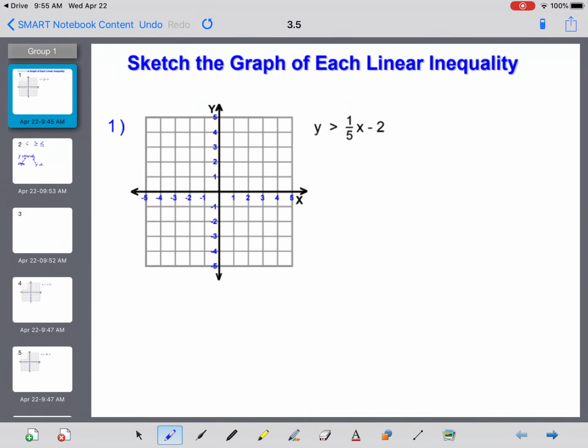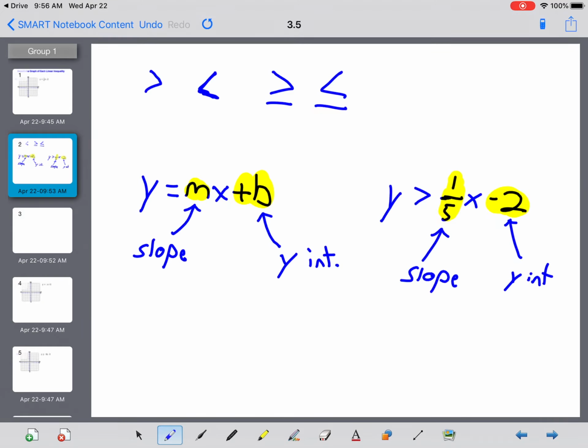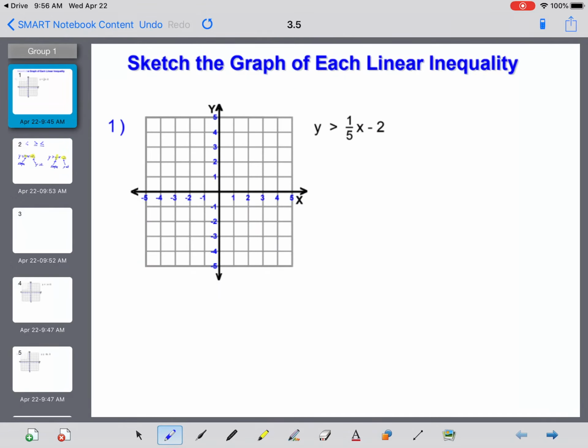Now, if you look at the example of our linear inequality, it says y is greater than 1/5 x minus 2. Now, if you notice, there's an m value with the x, and there's a b value back here. So they're written in the same format. This is still in slope-intercept form. So our slope is 1/5, and our y-intercept is -2. That's going to come in handy in a second.